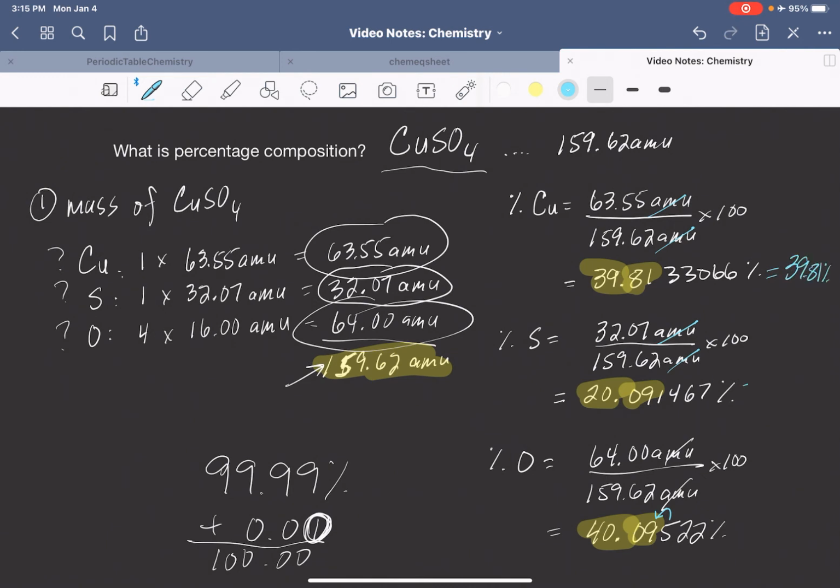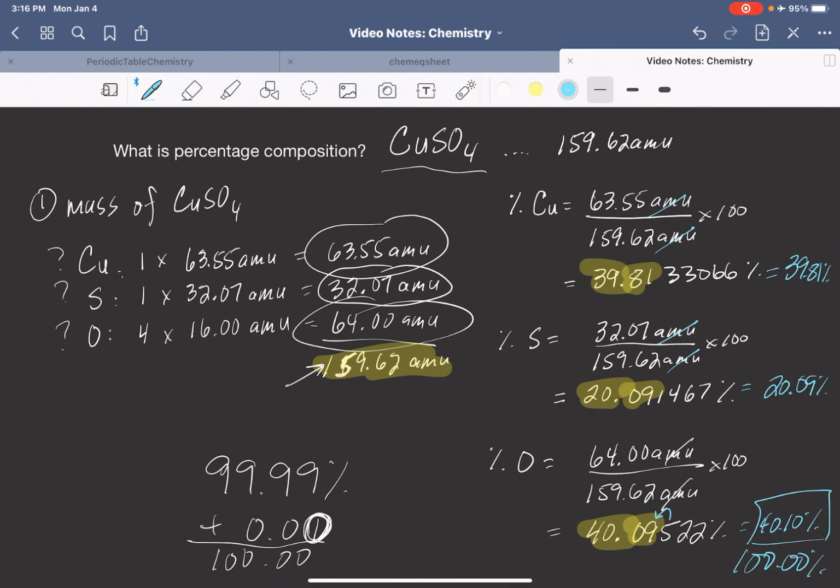39.81%. Our final answer for this one would have to be 20.09%. And our final answer for this one would have to be 40.10%. So if we add 40.10% plus 20.09 plus 39.81, you should see that there's our 100%.